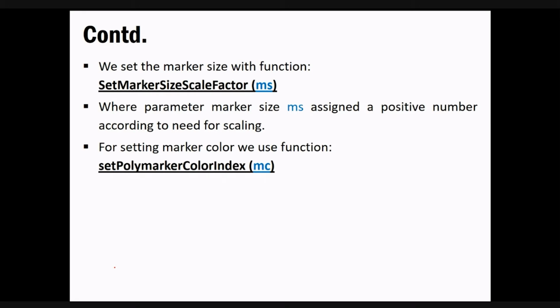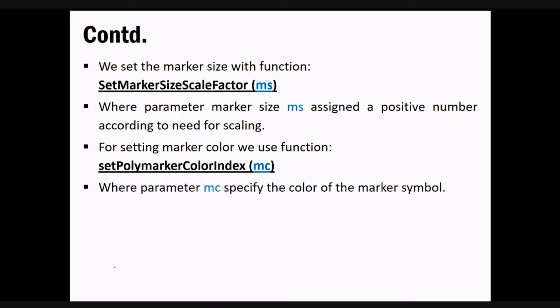Okay, and similarly for setting marker color we use the function set poly marker color index, which can be given with mc. Similarly, you can display your marker with your respective color.